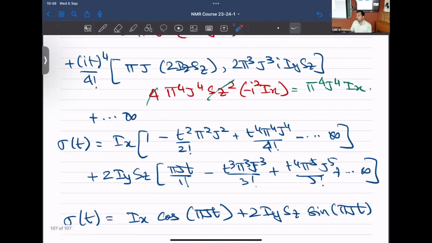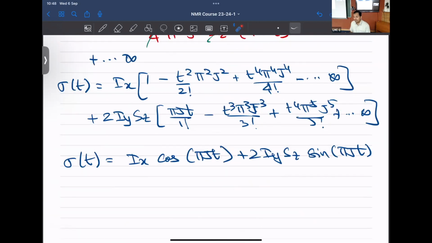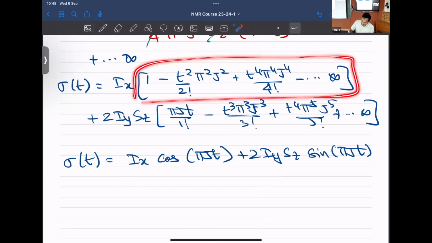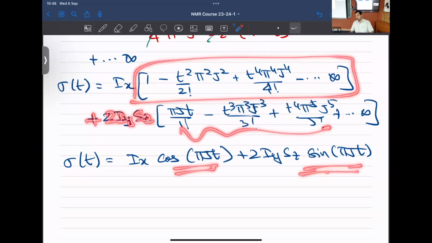So the correct way of writing a scalar coupling Hamiltonian is pi J times 2 Iz Sz, not 2 pi J times Iz Sz. Okay, so therefore you have Ix times cos of pi J t plus 2 Iy Sz sine pi J t, where this is the sine expansion.